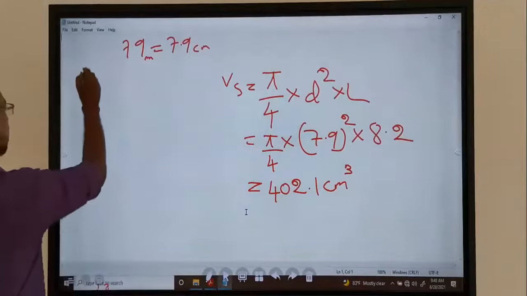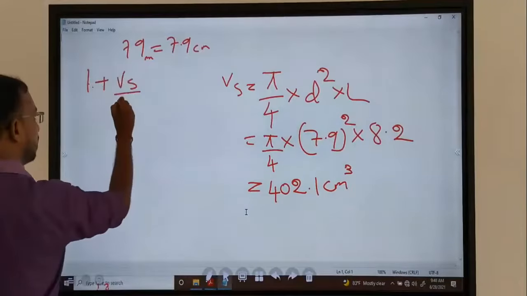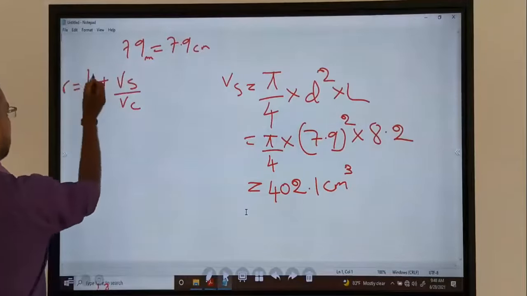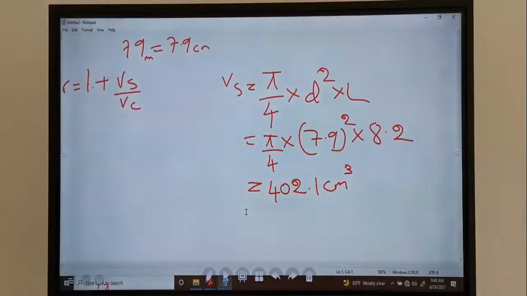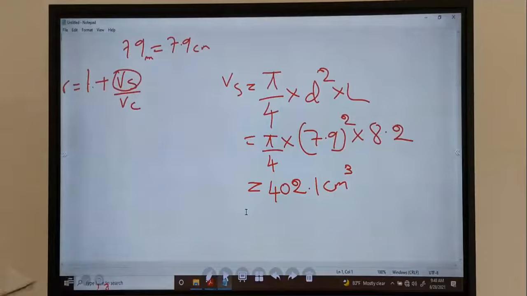So the final answer I write here. Okay, this is our... here we need to find the compression ratio. Okay, so now we find the Vs. So Vs we know.